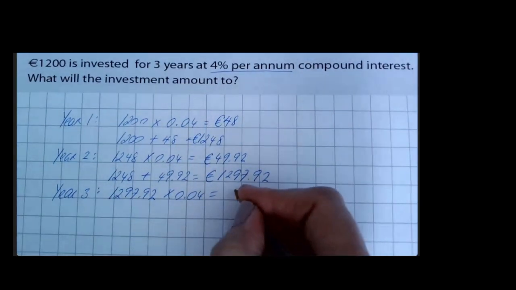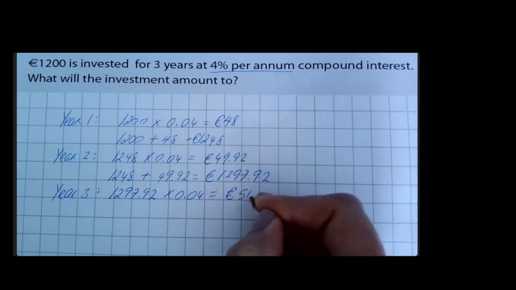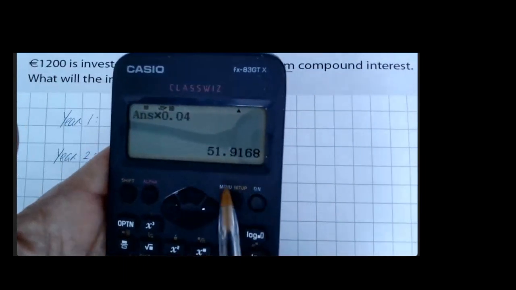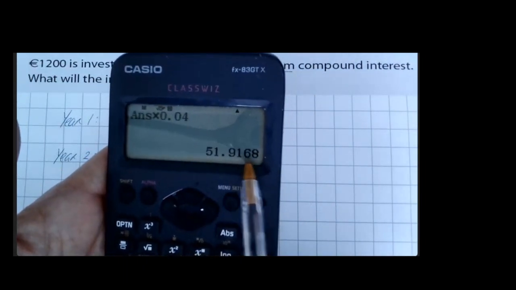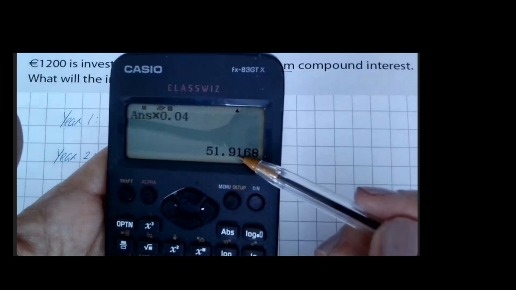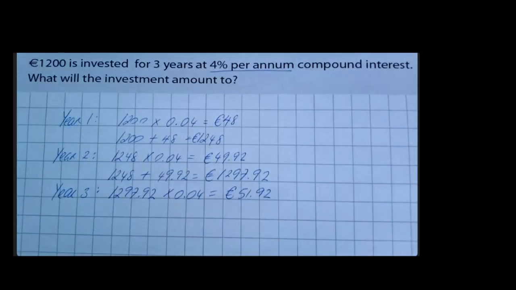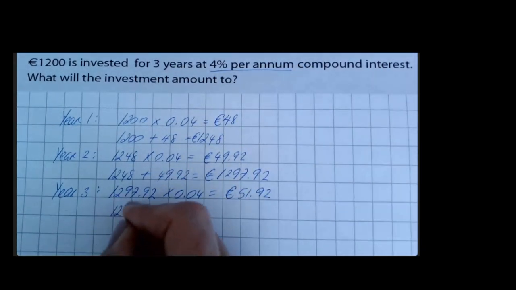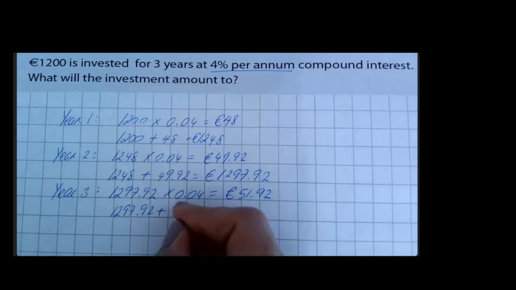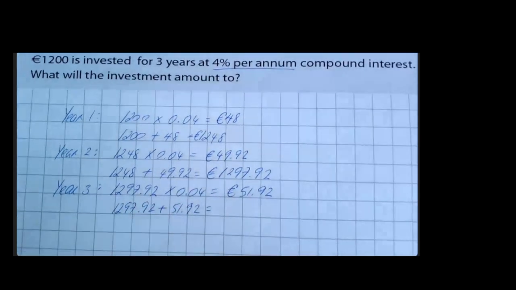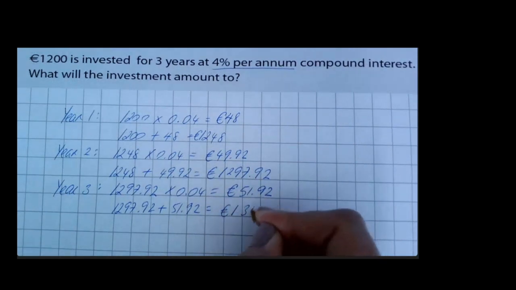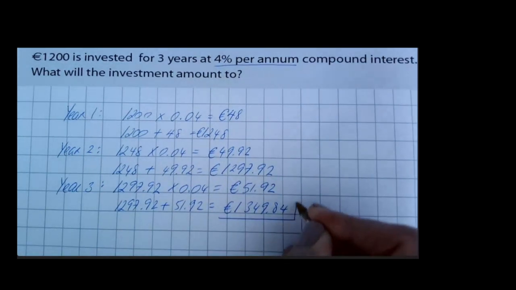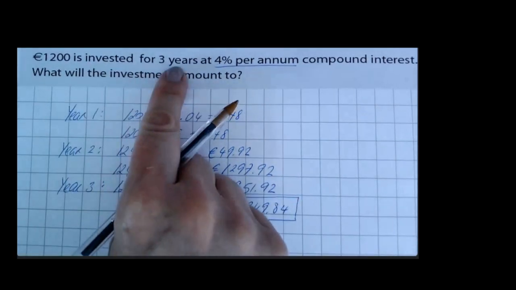So calculating my 4% first. Now I'm going to round this to 2 decimal places because, of course, you always round money to 2 decimal places. This is the calculation I'm getting, 51.9168, and your 6 is going to make that 1 bump up to 2. So 2 decimal places always for money. And that's my interest that I'm after earning in year three. So I'm going to add that on to my amount. And I'm getting 1349.84. And that's what I have in the account at the end of the 3 years.